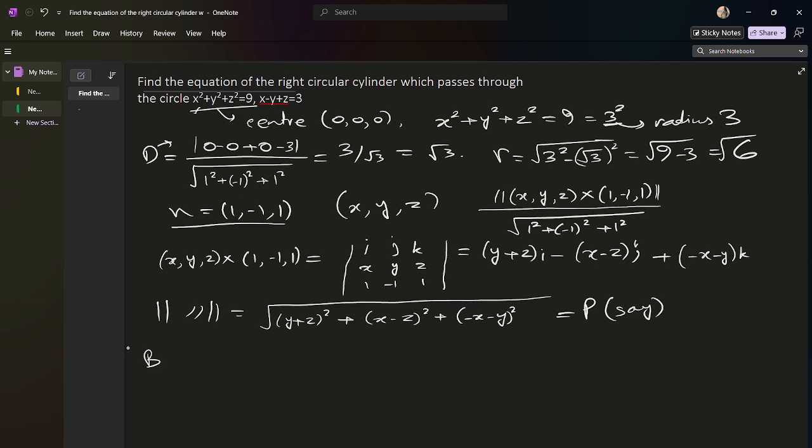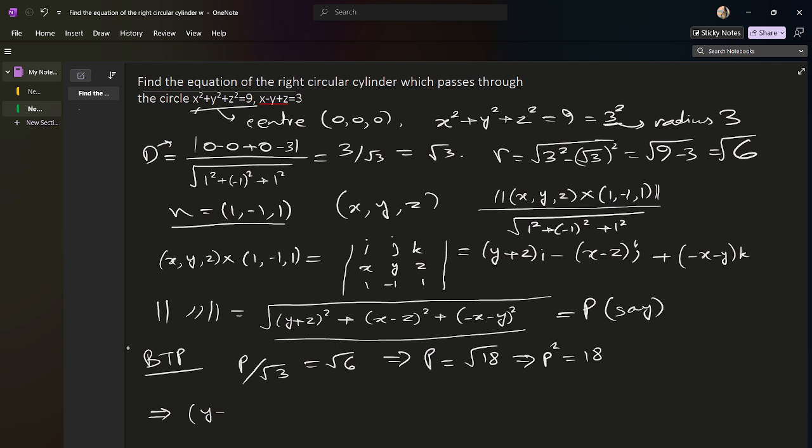Now, by the problem, we arrive at this form: P by root 3 is equal to root 6, as I said, which will be equal to the radius of the circle. So what is the radius of the circle? The radius of the circle is root 6. So P by root 3 is equal to root 6. Then P will be root 18, and P square is equal to 18. So what is P? P is this.